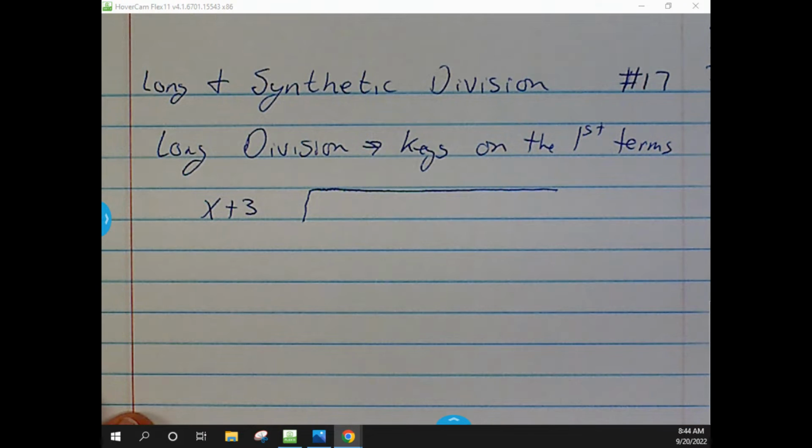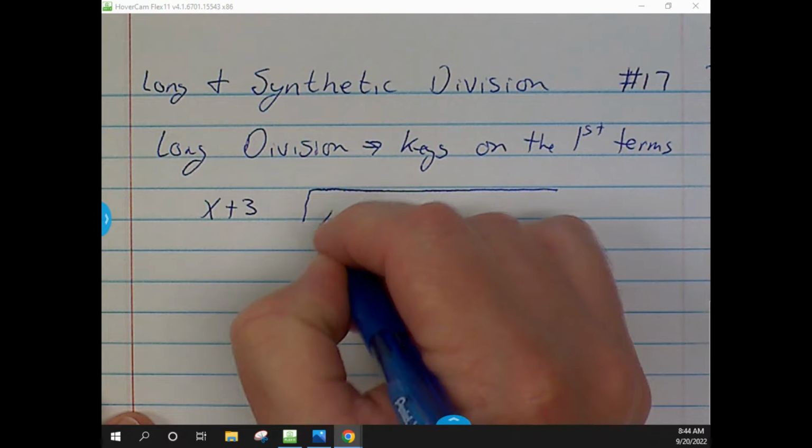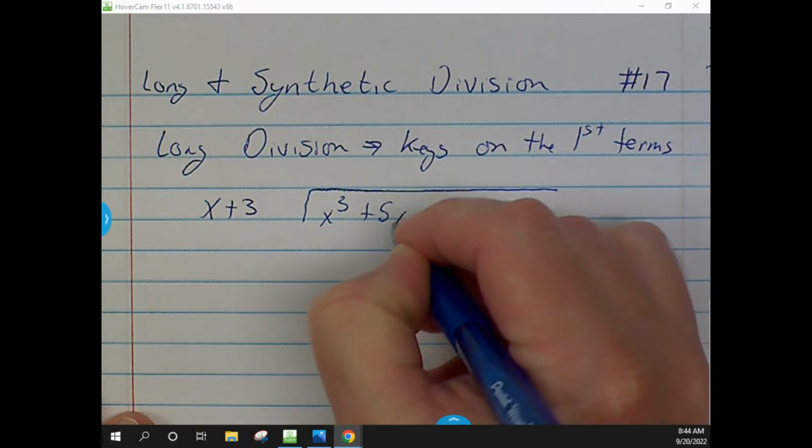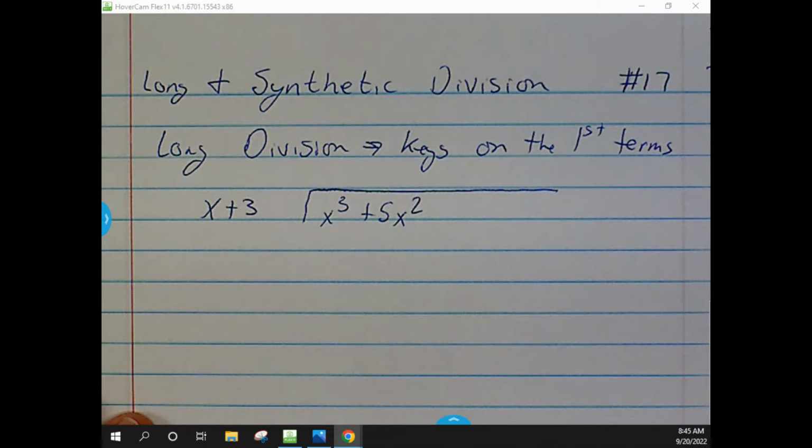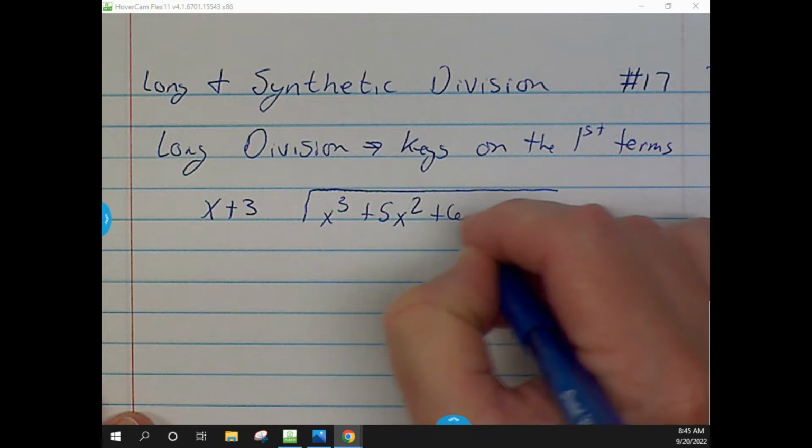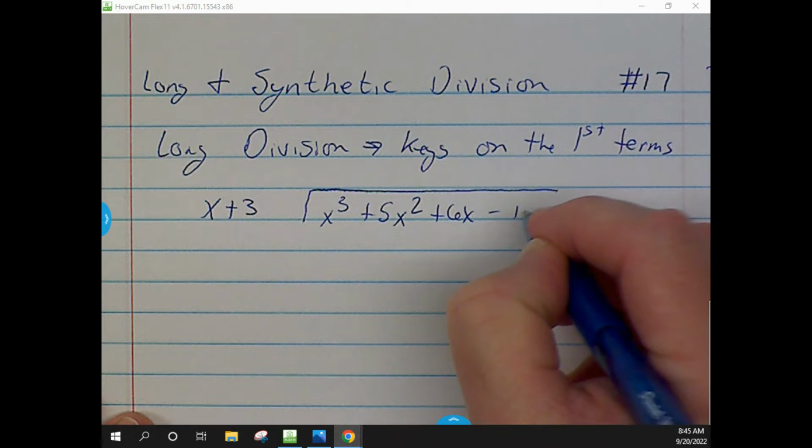So let's say we're going to take x plus 3 and divide it into x to the third plus 5x squared plus 6x minus 10.